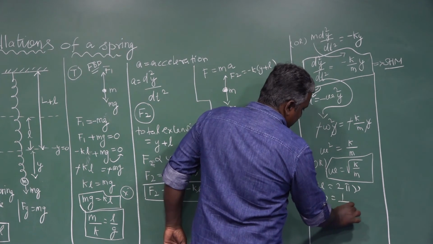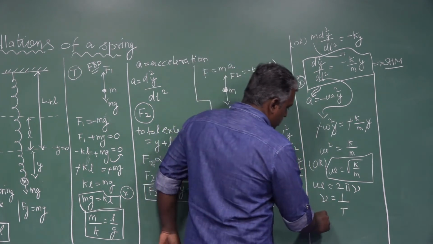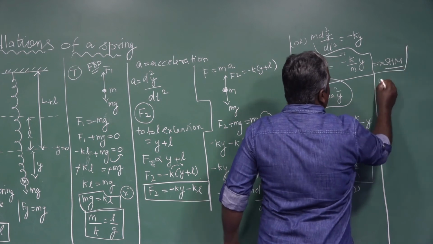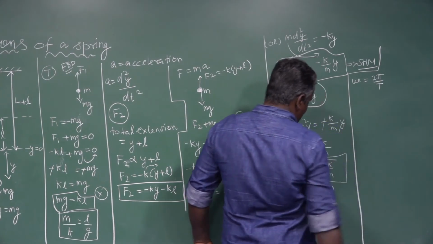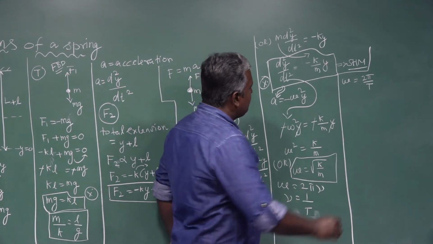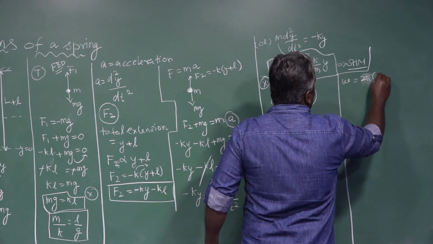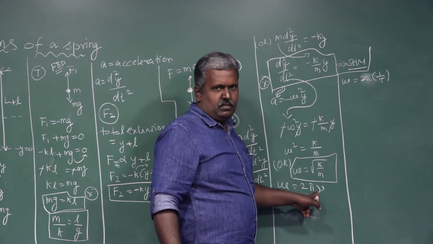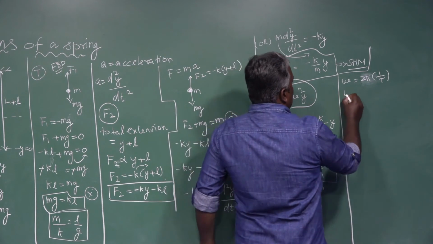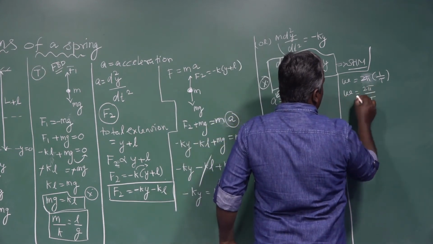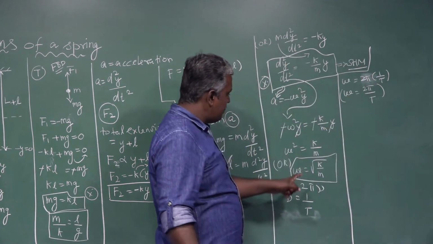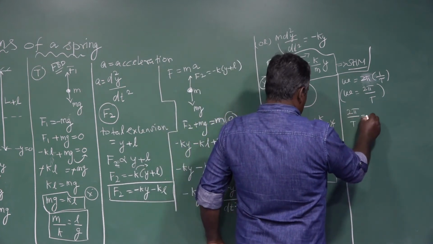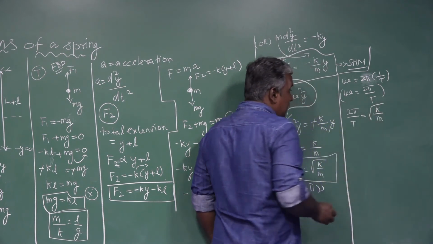Nu is equal to 1 by t. Very good. So omega is equal to 2 pi by t, after substituting the nu value in this formula. So omega is equal to 2 pi by t. Now substitute. That's all, simple. So 2 pi by t is equal to root of k by m.